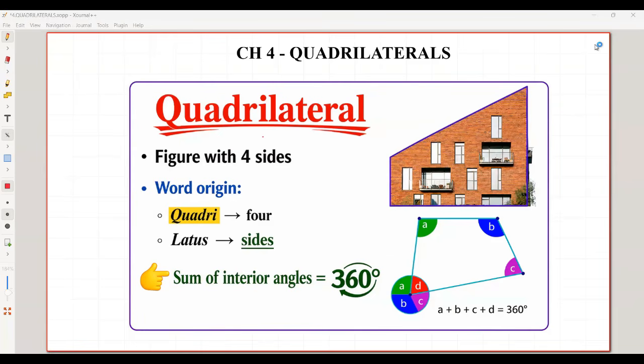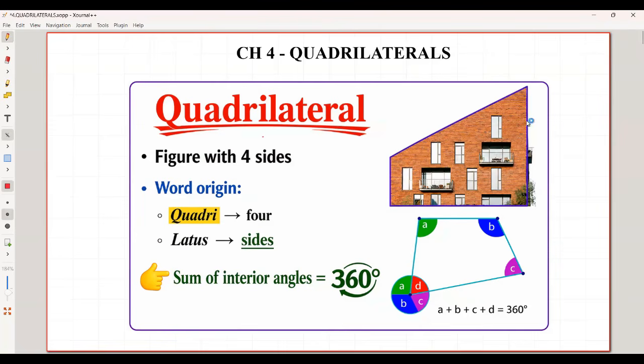Let's start today's class with chapter 4, quadrilaterals. So what do you mean by quadrilateral? Quadrilateral can be split into quadri plus lateral. Quadri means 4, lateral means side. Quadrilateral means a figure with 4 sides. A figure with 4 sides is called a quadrilateral.